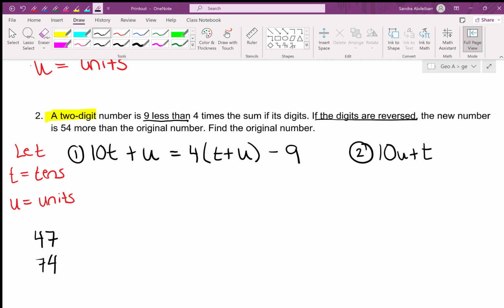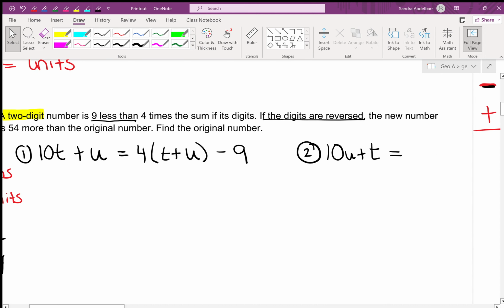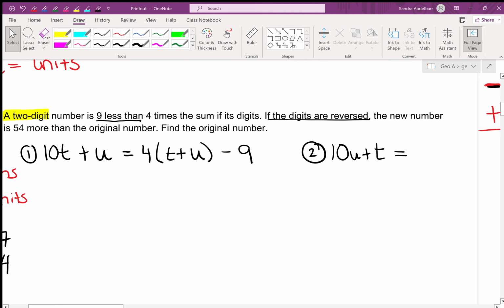If the digits are reversed, the new number, 10u plus t, is, which means equals, 54 more than the original number. Well, what was the original number? 10t plus u. But it's 54 more than that. So what are we going to write? Plus 54.